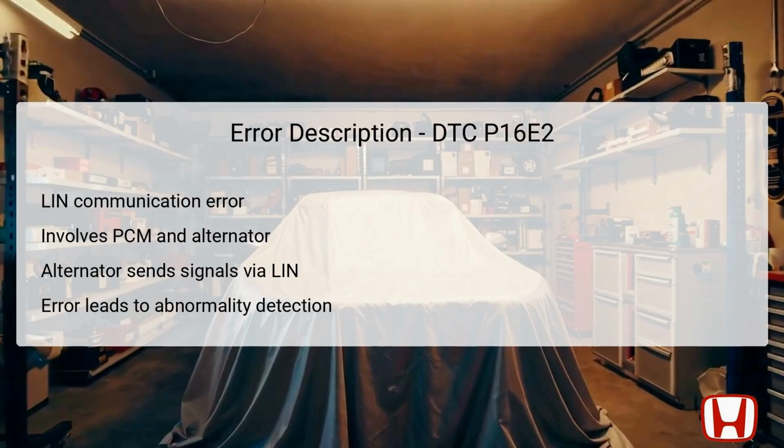The DTC P16E2 describes a LIN communication error between the alternator and the PCM in the Honda CR-V 2023. LIN stands for Local Interconnect Network, which is a network protocol used to connect the vehicle components. In this error, the alternator is unable to send the necessary signals through the LIN communication line to the PCM. This disruption prevents the PCM from getting real-time information about the alternator's performance, thereby resulting in the detection of an abnormality and ultimately the storage of the DTC.